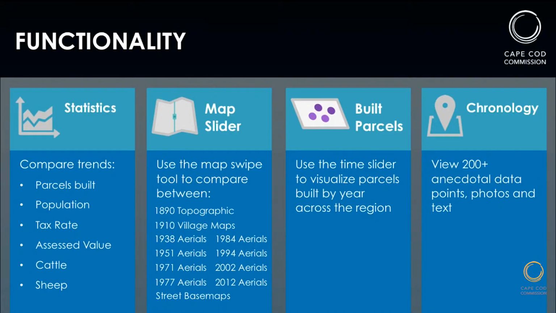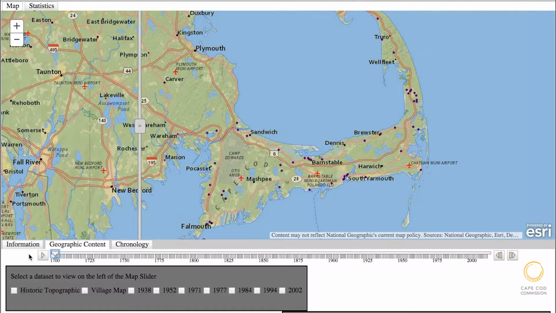Now let's move on to the maps. We can start with the built parcels map and then look at historic topographic and aerial images. In the geographic content section, the user can click on the timetable that starts with the year 1700 and watch as pinpoints appear on the map. Each point represents a new parcel being developed. You can view the Cape as parcels are built out over a 314-year time frame ending with the present day.